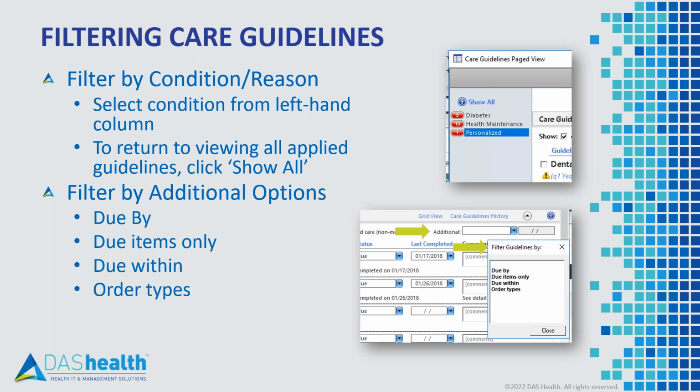And then finally, we have a filter for order types. That is going to allow us to filter specifically by our different order types, which basically means things like lab results, diagnostic tests, things like that. So you can hone in on maybe a specific type of care guideline.